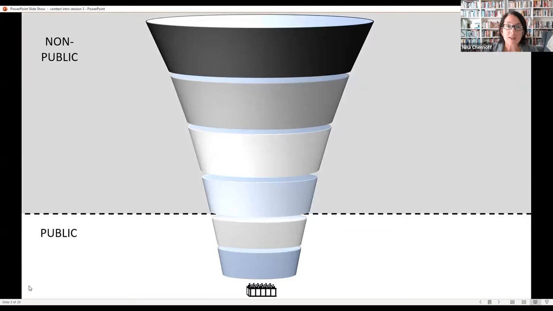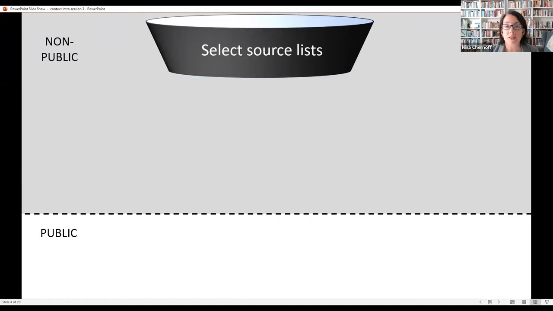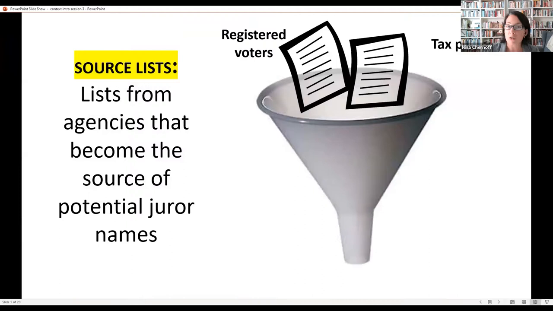First, there are non-public or invisible stages of jury selection. So these are decisions and actions taken by the jury commissioner or the jury clerk at the behest of the chief judge or a committee of judges. And these non-public stages, they don't occur in the same order in every jurisdiction, but they always include the selection of lists from agencies to use as a source for juror names. So for example, a jurisdiction might take the list of registered voters, the list of taxpayers, combine them and use that as the source for juror names.